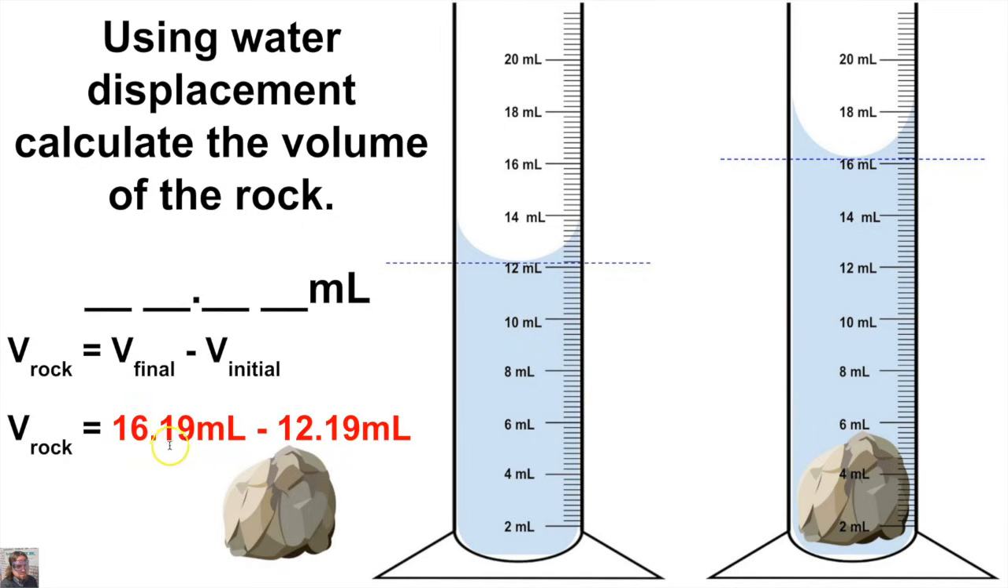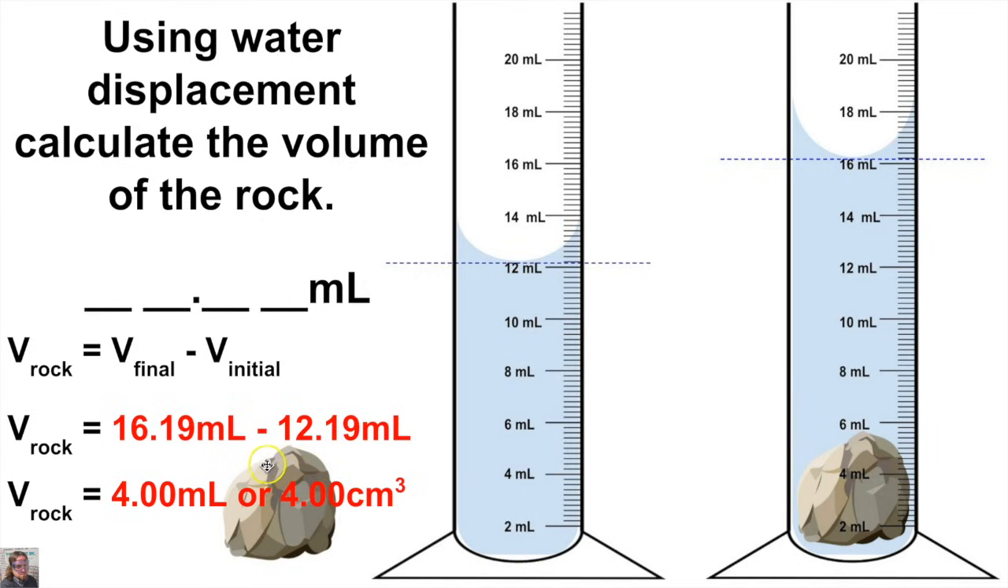If we take a look, the initial volume of the water that is in here is 12.19 milliliters. We're then going to put the rock in here, the water level is going to rise, and now the volume of the liquid that's in this graduated cylinder is 16.19 milliliters. So our final volume is 16.19 milliliters, our initial volume is 12.19 milliliters, and we take final minus initial volume to get the volume of our rock. And so the volume of our rock is going to be 4.00 milliliters, or 4.00 cubic centimeters.